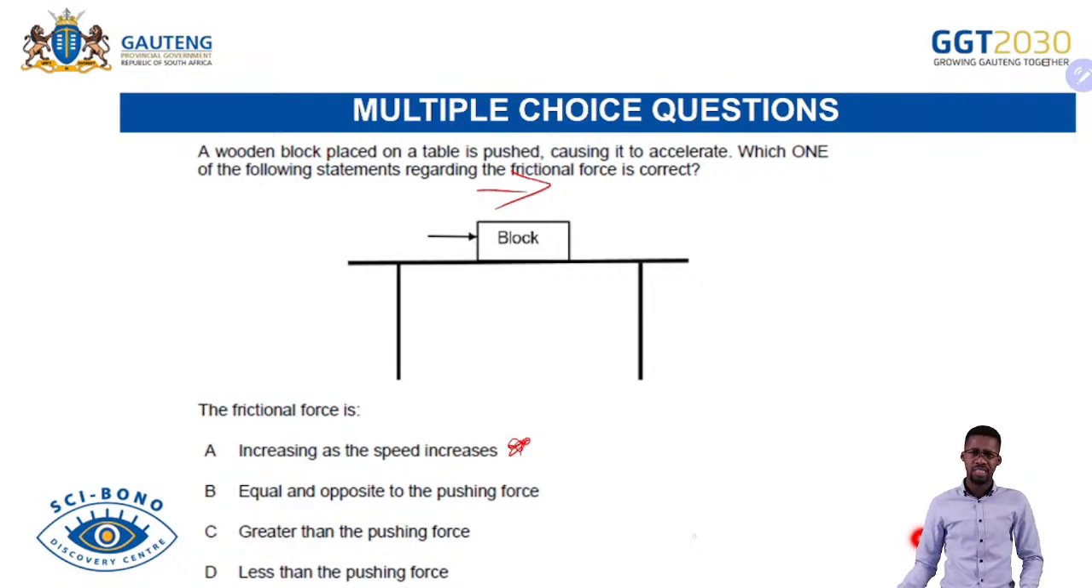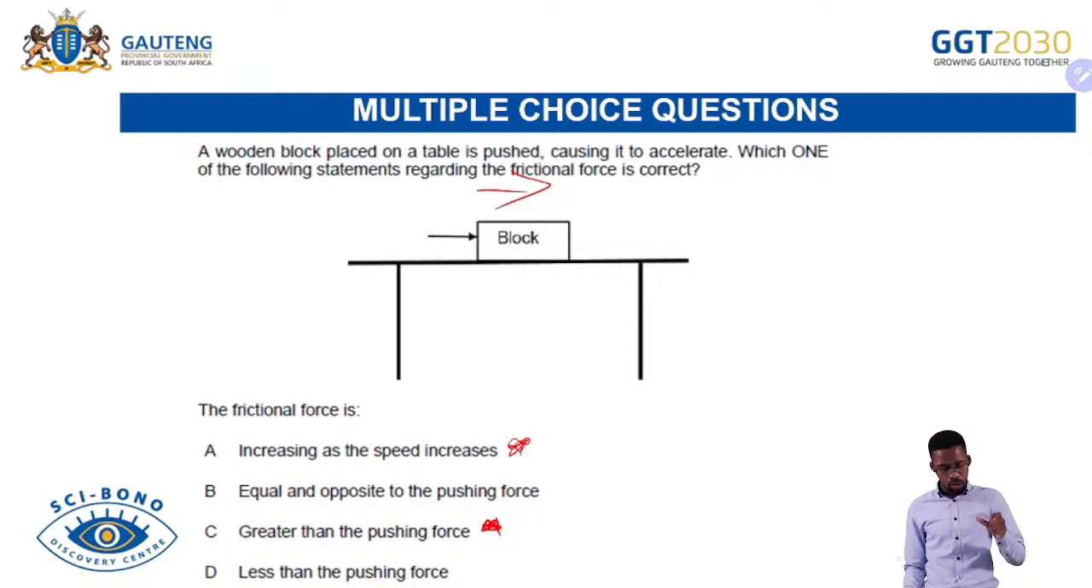B, frictional force is equal but opposite to the pushing force. Chances are it is correct. Yes, frictional force opposes the motion and can be of equal magnitude. C, frictional force is greater than the pushing force. If frictional force is greater than the pushing force, then the object must move to the left. So it makes C incorrect as well. We're eliminating C. And then D, frictional force is less than the pushing force. So our possible answer is B or D.